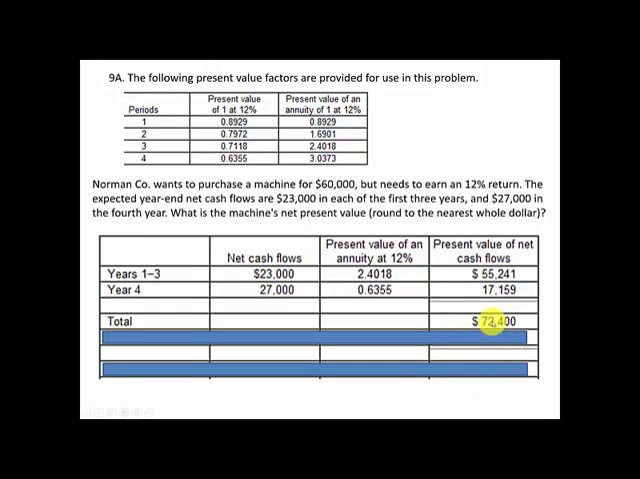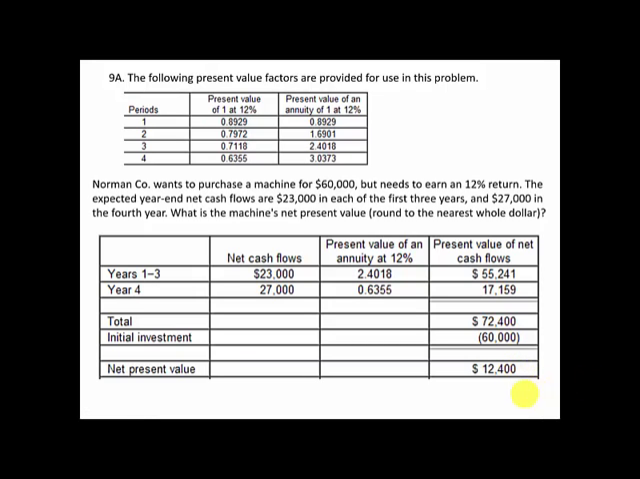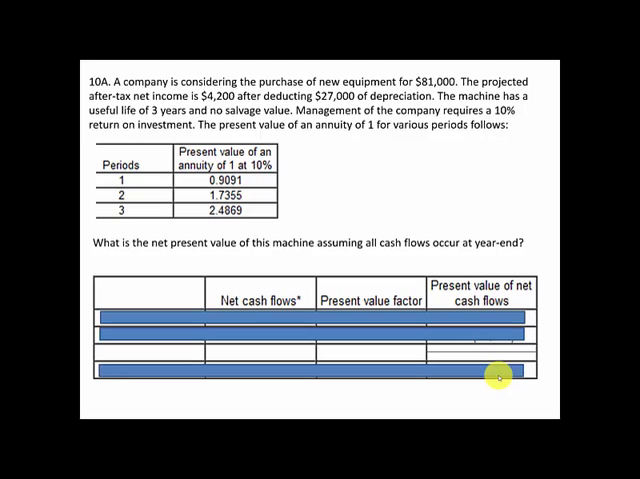The sum of these two will be the sum of all the cash flows, which would be $72,400, and we're going to compare that to the cost of $60,000. We're going to get back cash inflows of $72,400 and pay out $60,000. So our net present value for this is going to be a positive $12,400, which means we should do this.